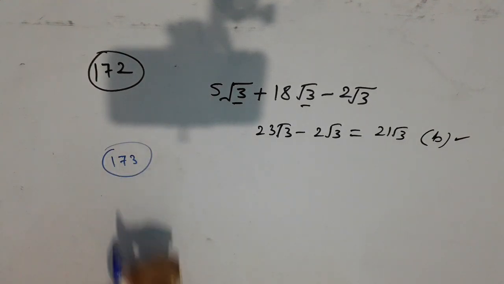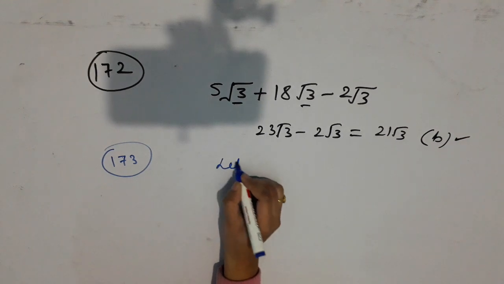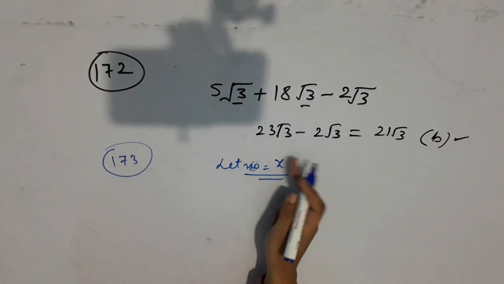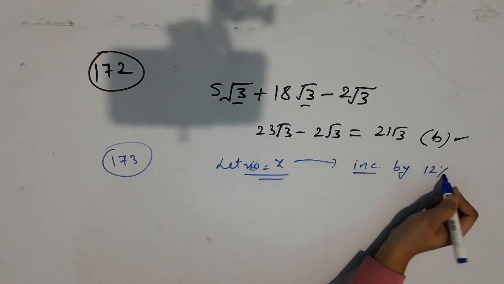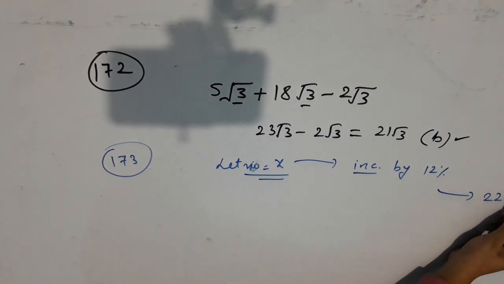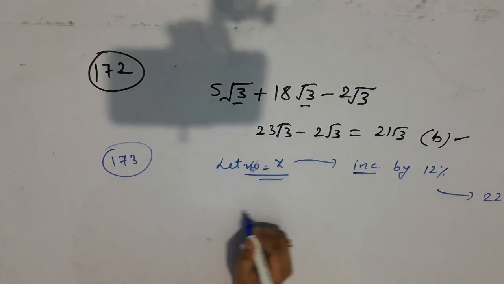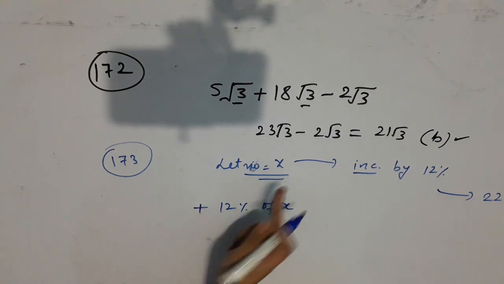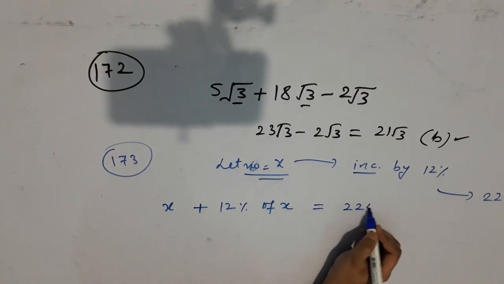173. He is asking a number which, when increased by 12%, gives 224. Let this number be x, and if you increase this number by 12%, it gives 224. So for increasing, first you have to take 12% of x, and you are increasing it, means you are just adding 12% of x, that is equal to 224.